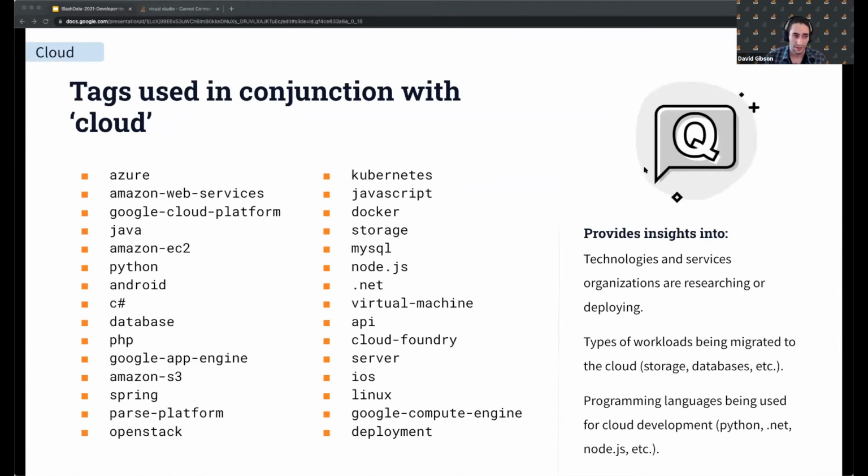If we look at the tags that are most commonly used with cloud, we can answer a lot of really interesting questions. We can see which technologies and services organizations are using cloud with, like Amazon EC2 and Google Cloud Compute Engine, and how those are being adopted over time. We can also see which types of workloads developers are using, so lots of databases, lots of storage, and serverless computing. And we can see which programming languages are most likely to be used with cloud technologies: Java up there, Python, and C#.